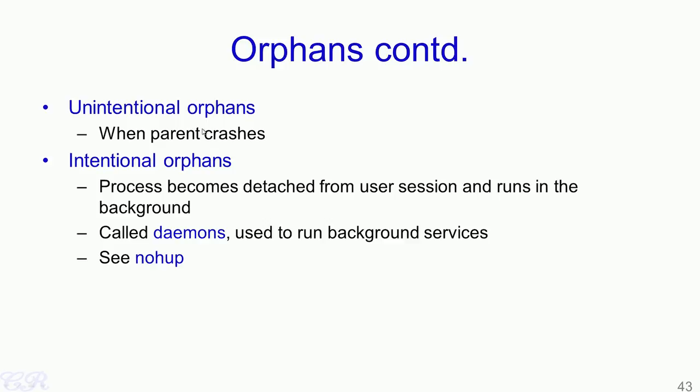There are two types of orphans. One is the unintentional orphan, which occurs when the parent crashes. The other is the intentional orphan, sometimes called daemons. An intentional orphan or a daemon is a process that becomes detached from the user session and runs in the background. These are typically used to run background services.